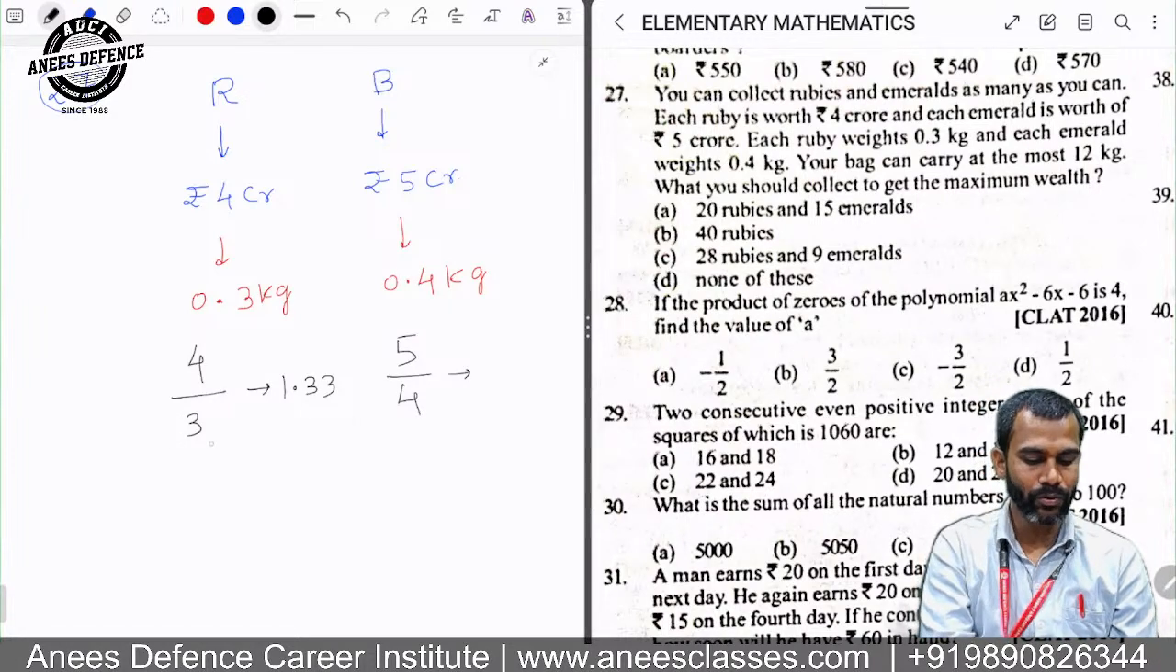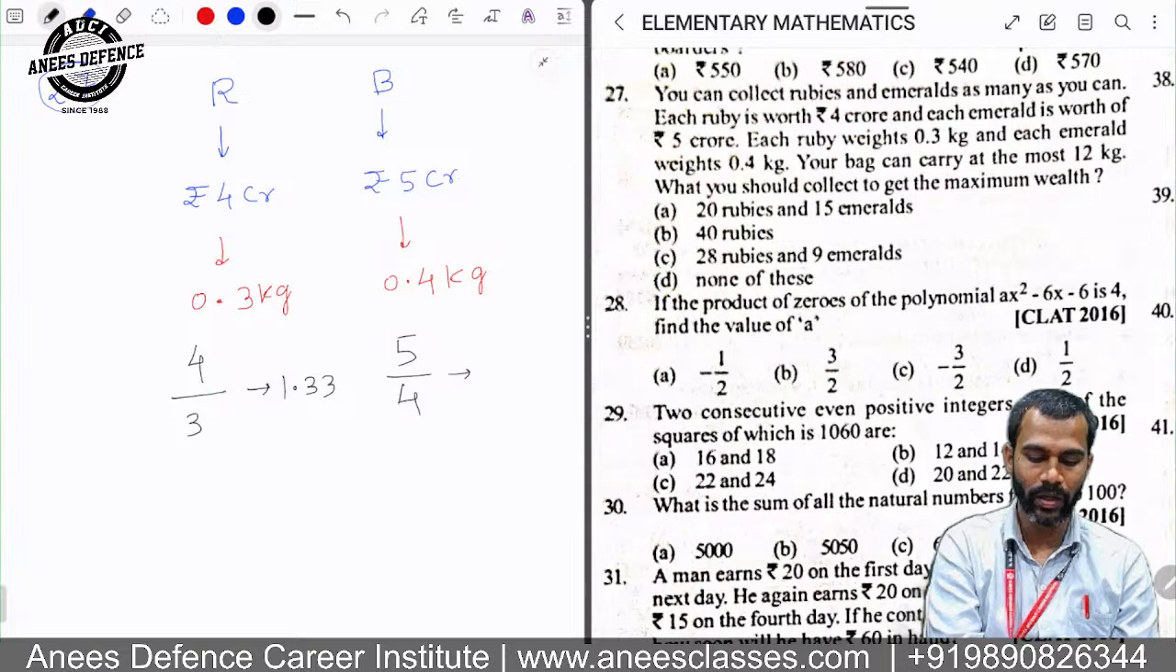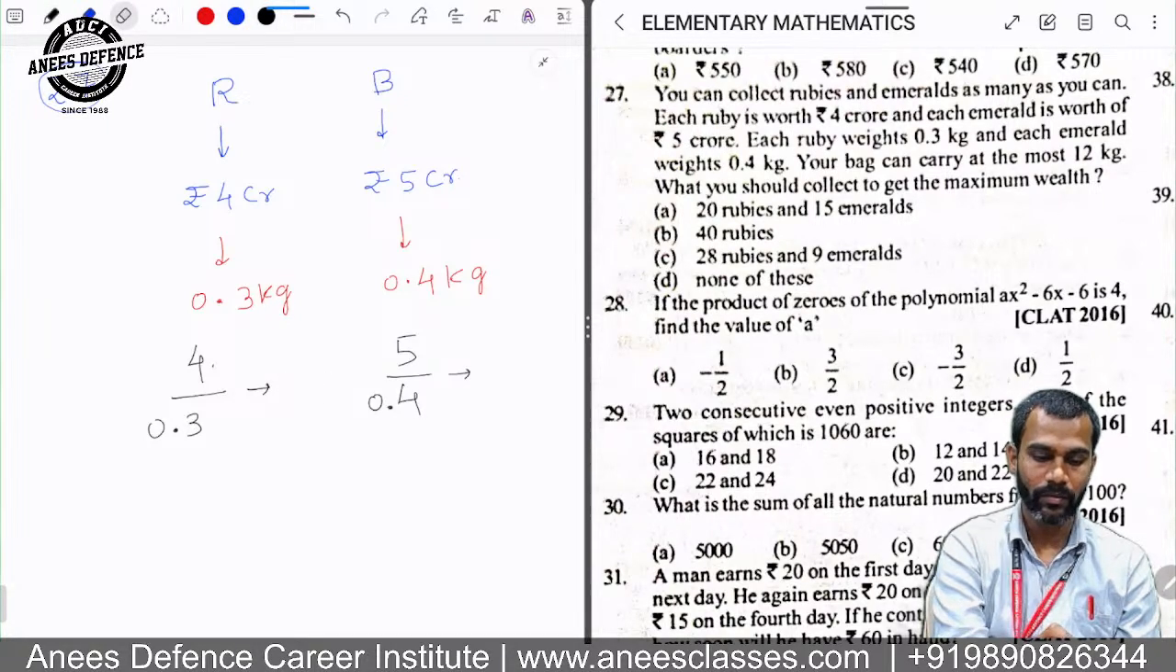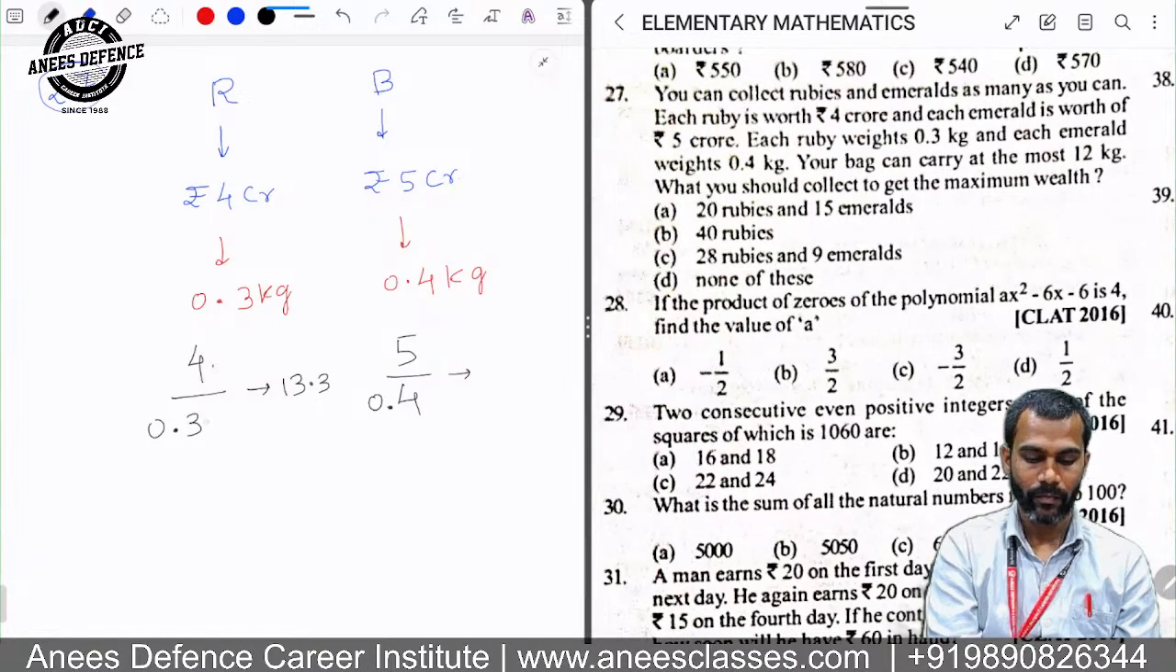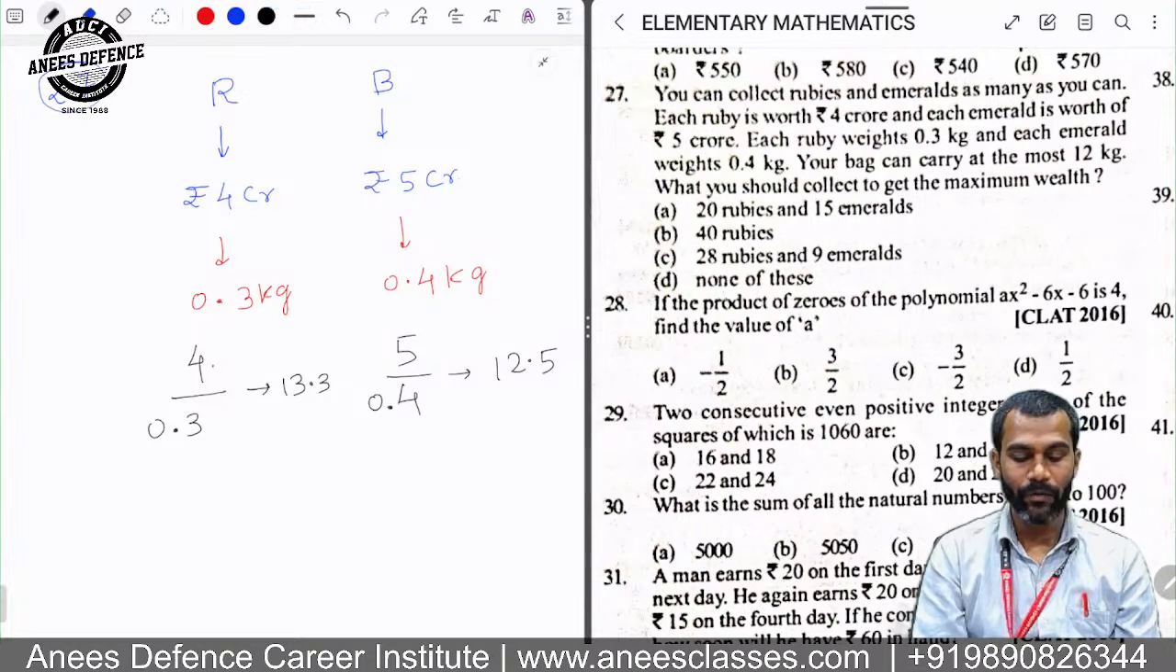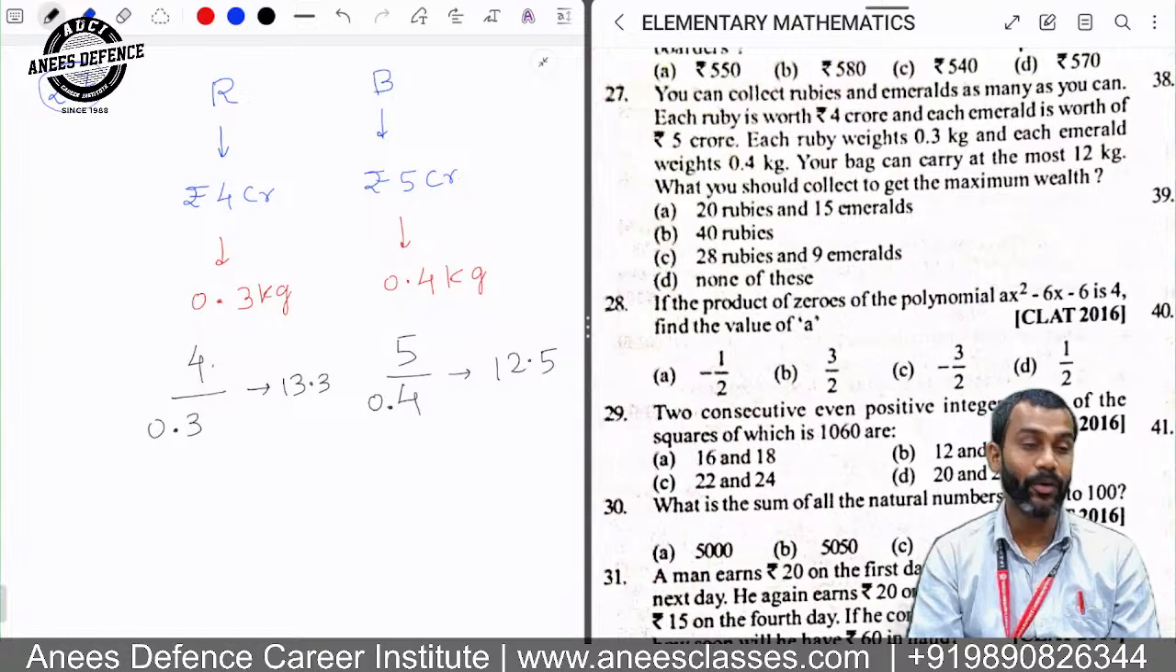So I'm just comparing. So that is why I have not written 0.3, or you can write 0.3 as well. Yes or no? Or 0.4. So this is nothing but, tell me, 13.3. Yes or no? And here, tell me, 12.5. So which is costlier? Ruby, right? So we would like to take 12 kg of ruby only in order to get the maximum profit. Yes or no?